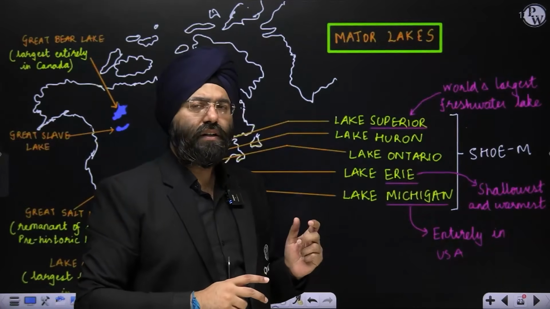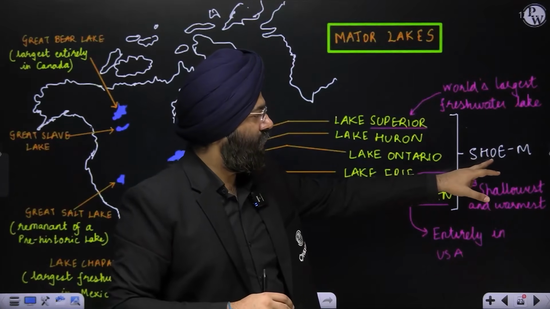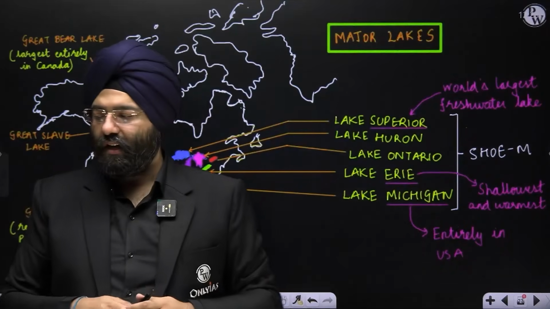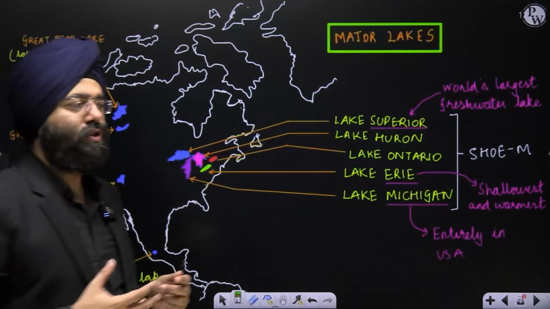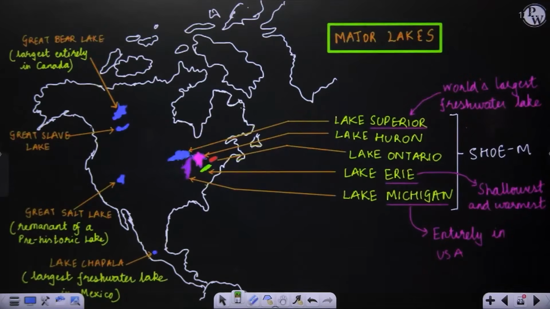How do you remember it? Shoe, M. Superior, Huron, Ontario, Erie, Michigan. Shoe, E. Or Shoe, M in a way, can be a mnemonic through which you can basically remember it. Okay, so these are the important or the major lakes that you find basically in North America. Let's move ahead. Please pause the video and note it down quickly.